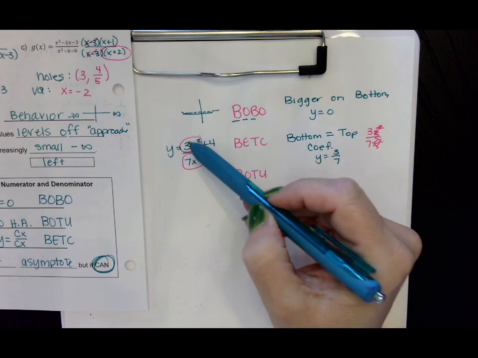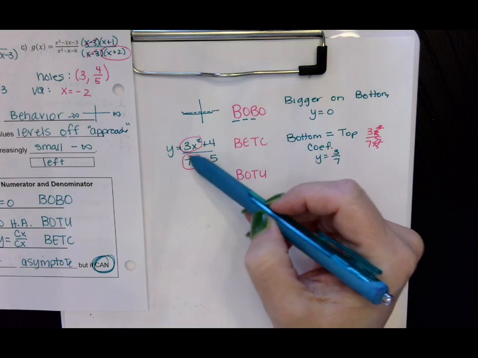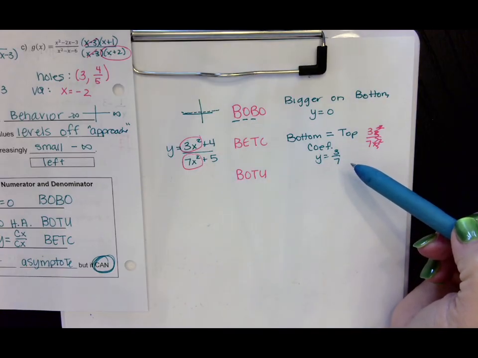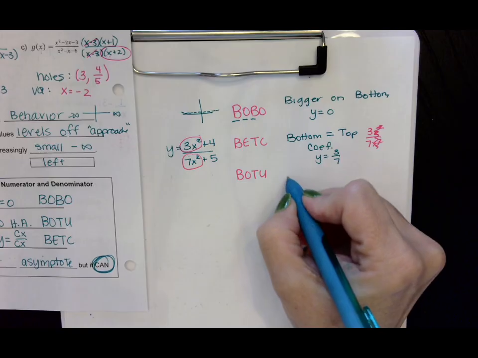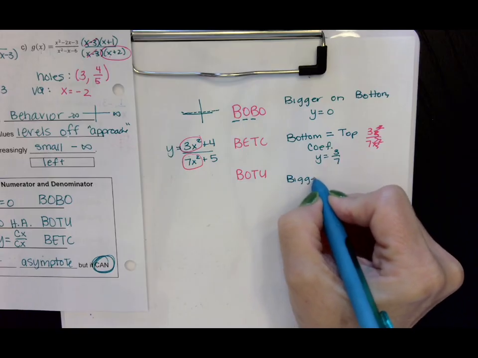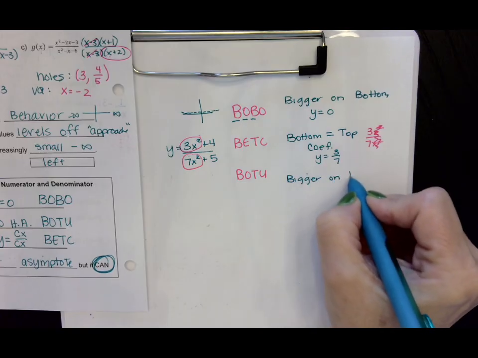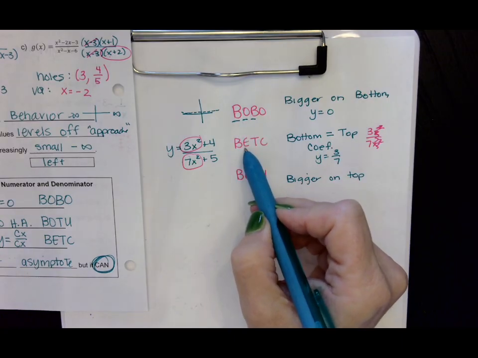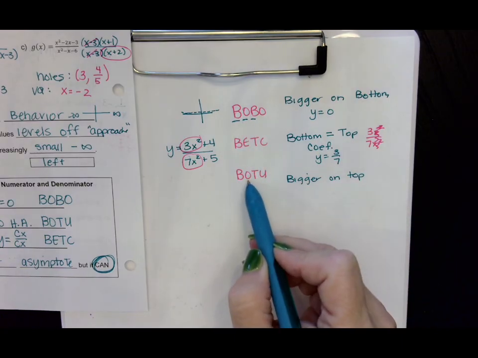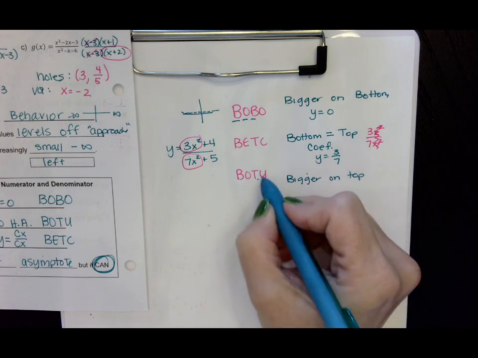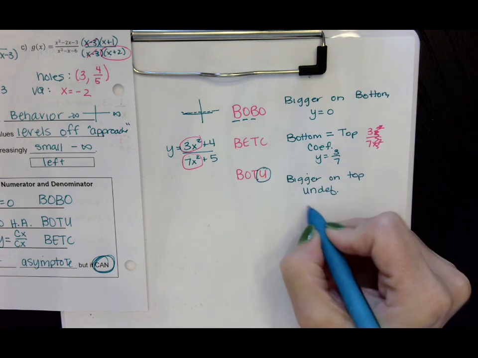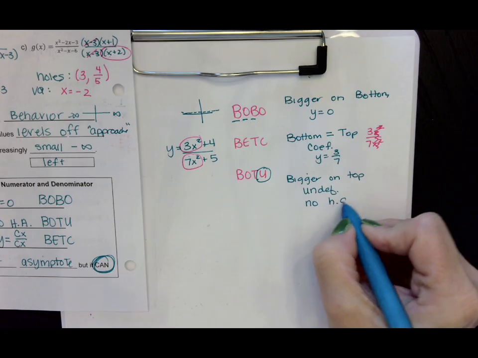The coefficient just means the number in front of the numerator and the number in front of the denominator, and I get 3 over 7. All right, and then my Bow 2 is bigger on top. So Bobo, bigger on bottom. Betsy, bottom equals top. Bow 2, bigger on top. And when this happens, we get this, and this is undefined. So we say no HA.